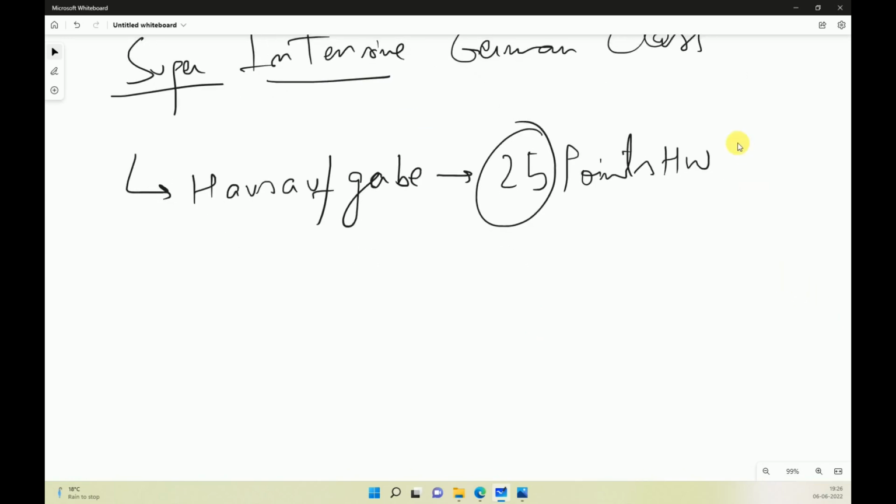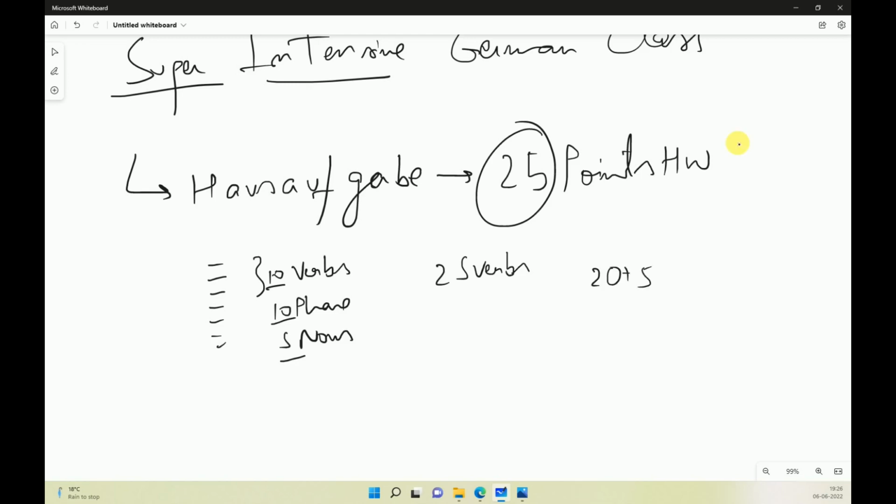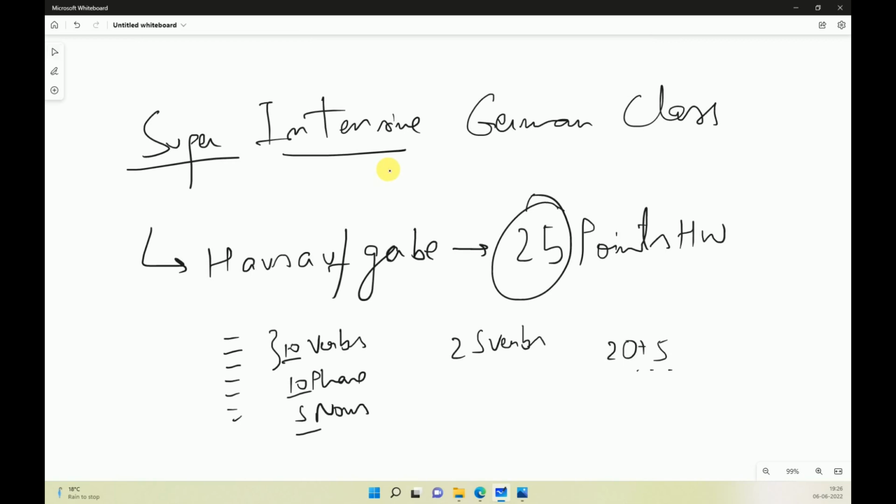This 25 points means that every day I'll be giving you homework which will have 25 points. Now this 25 points could mean 10 verbs that I would request you to please learn, maybe 10 phrases and 5 nouns. So it becomes 25. Or it could be all of a sudden 25 verbs, or it could be 20 plus 20 plus 5 or something like this, right? So every day you'll be receiving homework which you must do. It's not an option, it's a must, right? Because we are doing a super intensive German class.